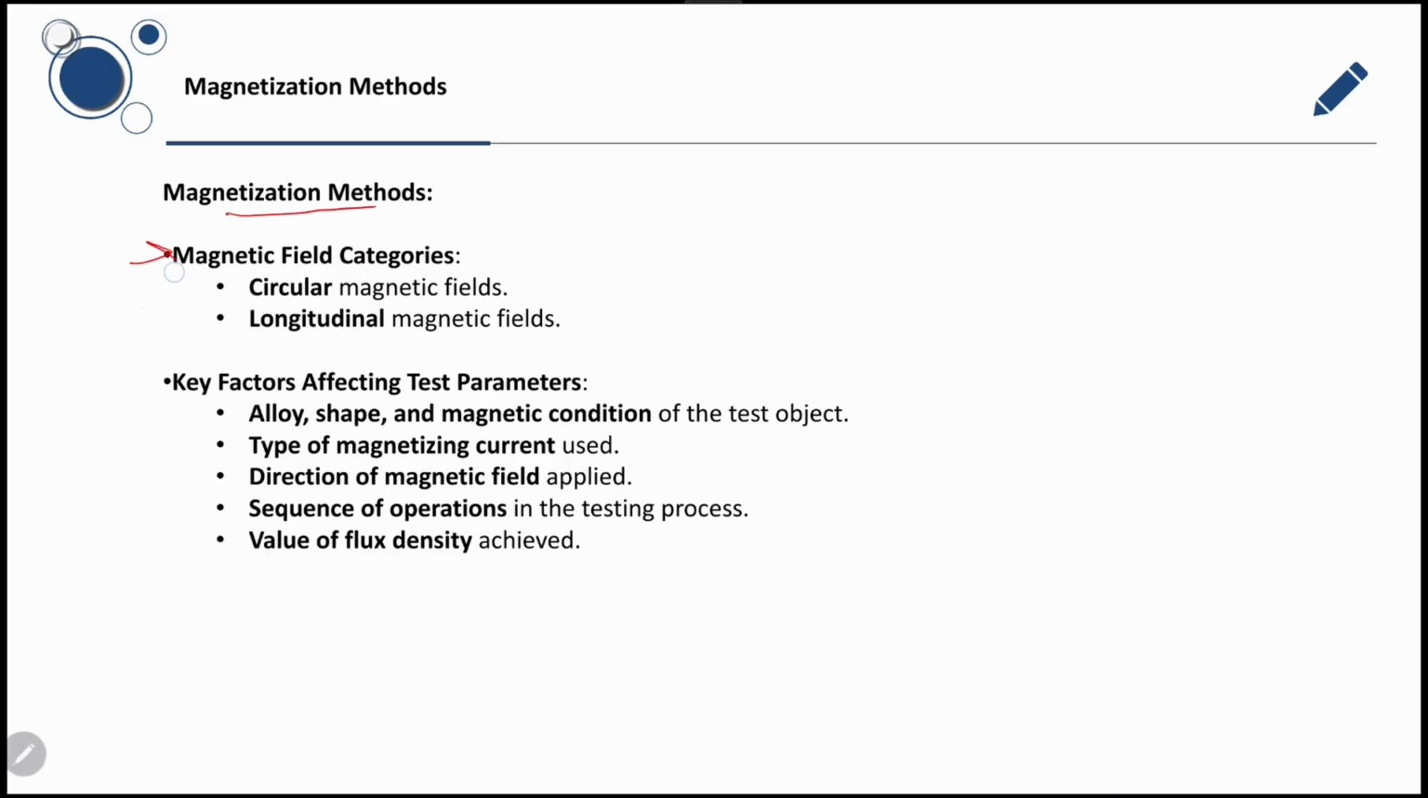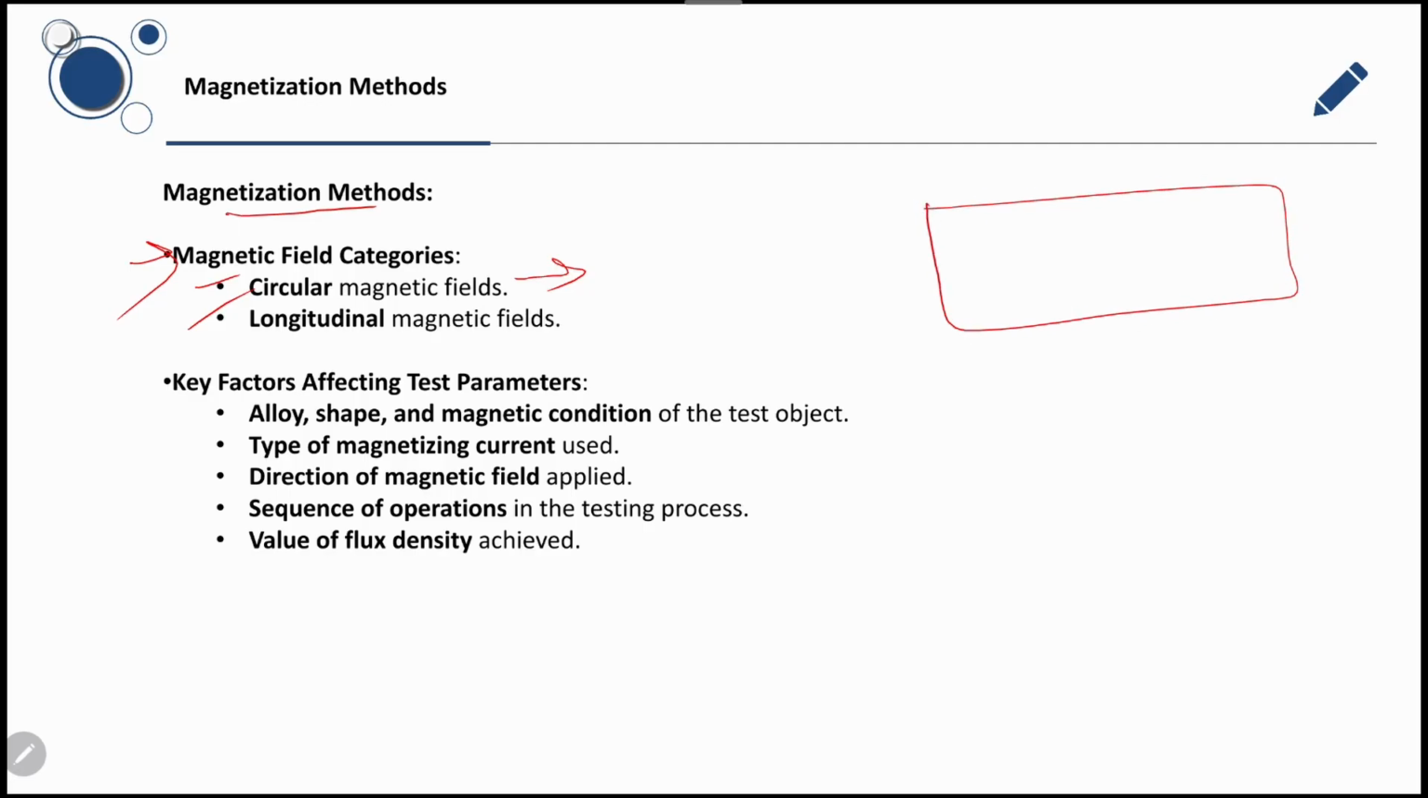Magnetic field categories. There are two major categories of magnetic field we use in the testing. The first one is the circular magnetic field and the second is the longitudinal magnetic field. First, the circular magnetic fields. These fields flow in circles inside the material.